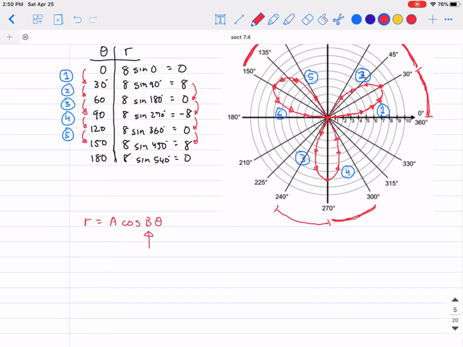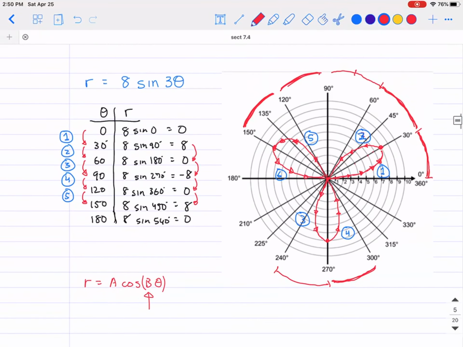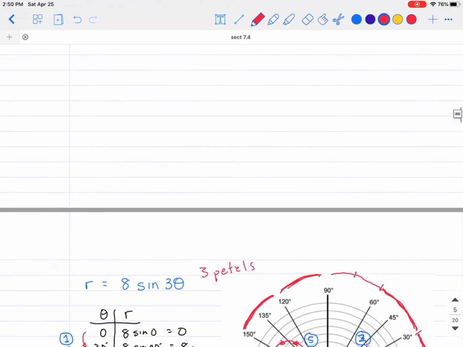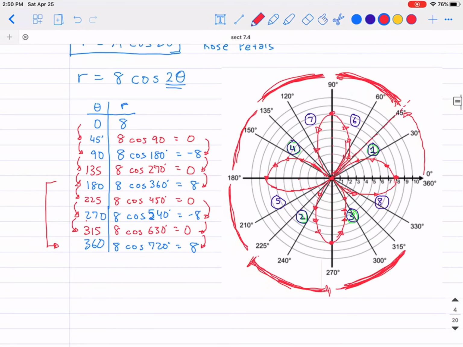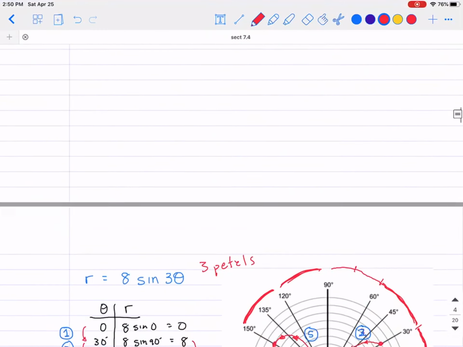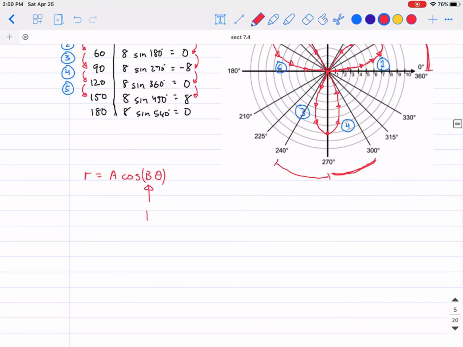But there is something that we can depend on. For our general case of equation where r is equal to a cosine of b theta, the number of petals is actually determined by what b is equal to. Here you can see that when we have a sine of 3 theta, we have 3 petals. But in the case of cosine of 2 theta, we have 4 petals.